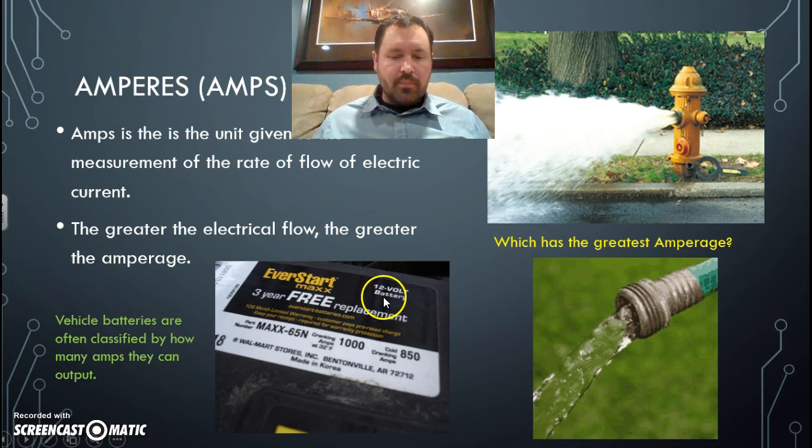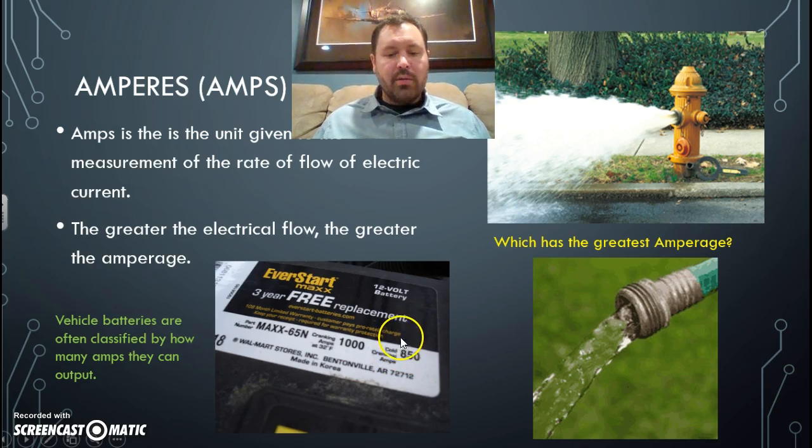Take a look at this battery. This battery is only 12 volts. However, it's got 850 cold cranking amps. That means it's got a large flow of electricity. That's what your car needs on cold days. Your car needs a large flow of electricity.